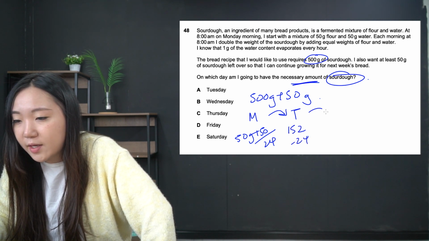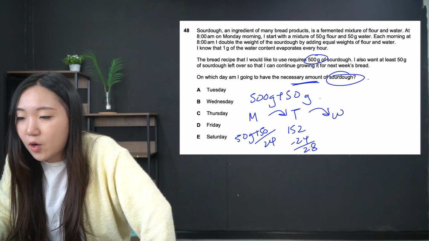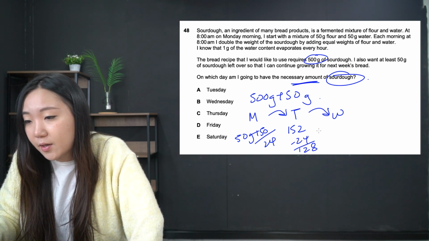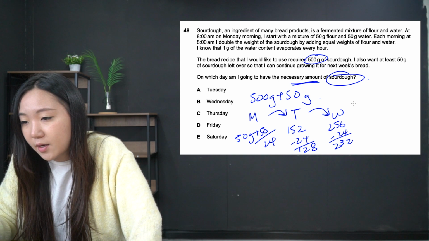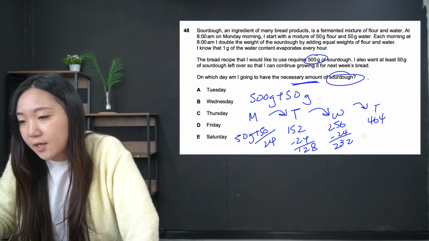So on Wednesday morning, how much am I doubling? I can't do maths. 128. So I've got 128 to double basically. So then I'm going to be on 256. Again, I'm going to lose 24. So on Thursday, I'm going to have 464. And then I'm going to take away 24 again.